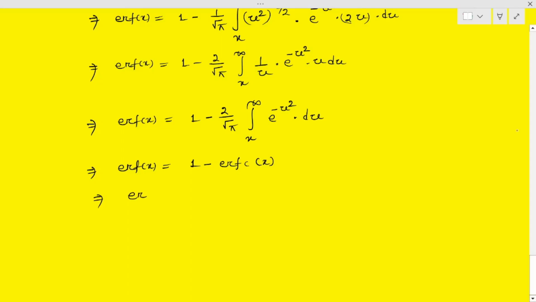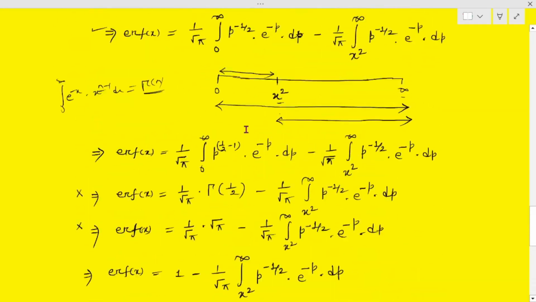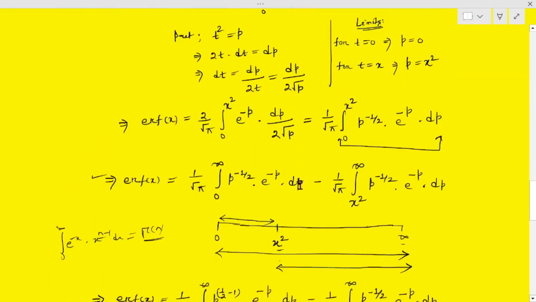That implies error function of x plus complementary error function equal to 1. This is one of the important characteristics or properties, and you can always find it in your exam for 3 marks. So just remember this characteristic, it is also required to solve different questions. Often this proof can also come in your exam. Here you can see many steps you can omit in your exam. I told you that these 2 steps are not required, you can omit them.